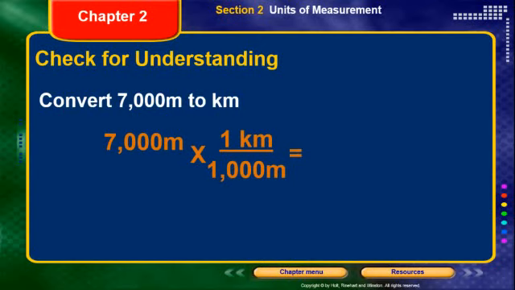Because I've gone meters divided by meters, I can cancel them out. And the only unit I'm left with is the thing on top, the numerator. That's kilometers. So my answer will be in kilometers. Now I only have to deal with the numbers left in the question, so I plug that into my calculator, and I come up with 7. 7,000 times 1 divided by 1,000 is 7.